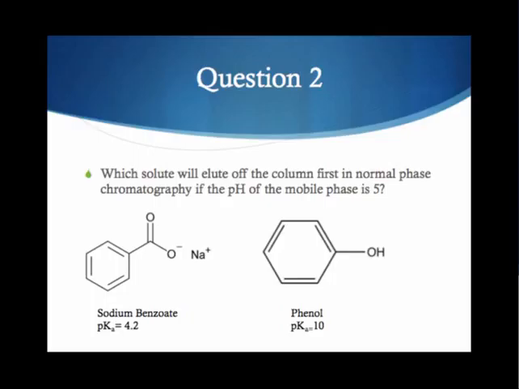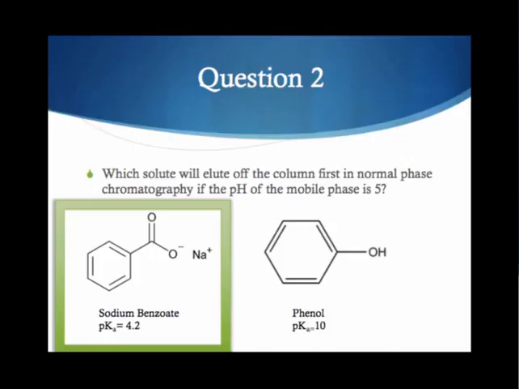So, which solute will elute off the column first in normal phase chromatography if the pH of the mobile phase is 5? Just think about the pKa's of both. Sodium benzoate has a pKa of 4.2 and phenol has a pKa of 10. Just think about whether it's going to be deprotonated or protonated and how it's going to interact with either the mobile phase or the stationary phase.